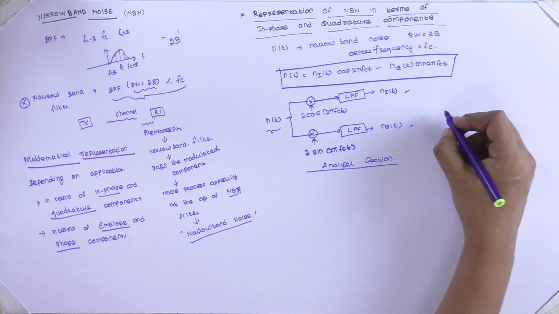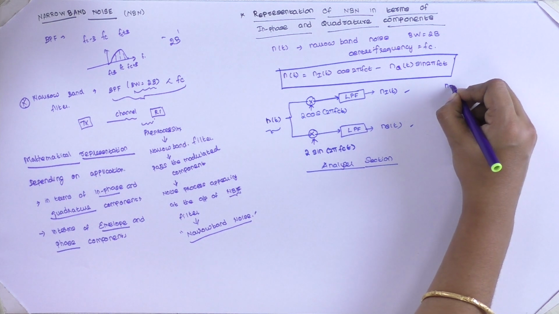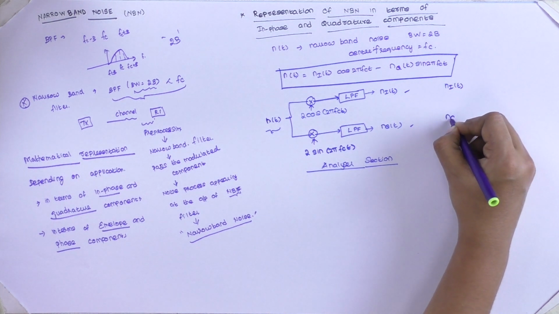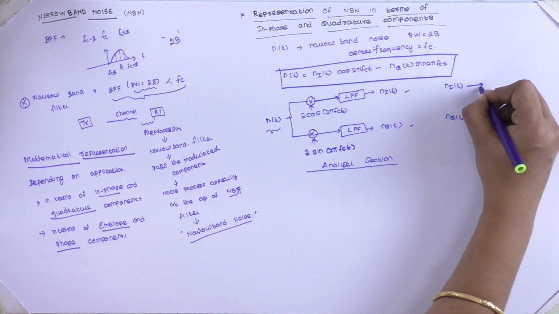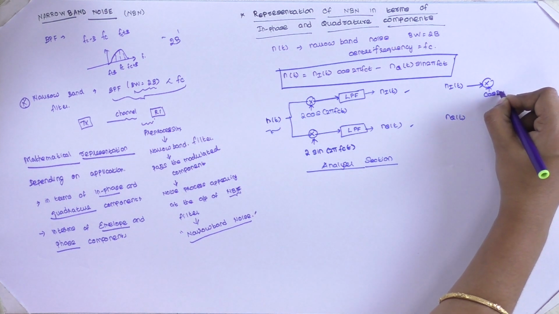And what is the exact replica for the synthesis section? We are going to take this Ni of t and Nq of t, and combine them with the cosine component and the sine component.